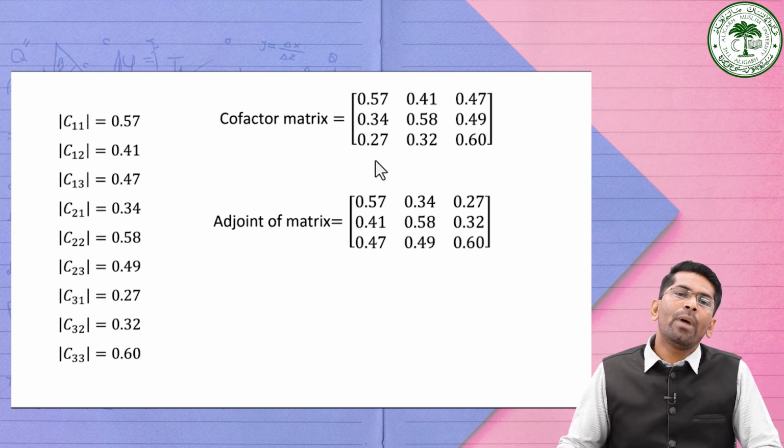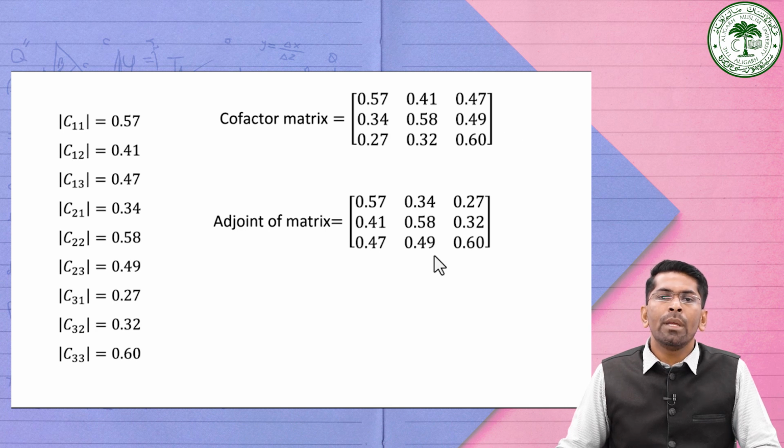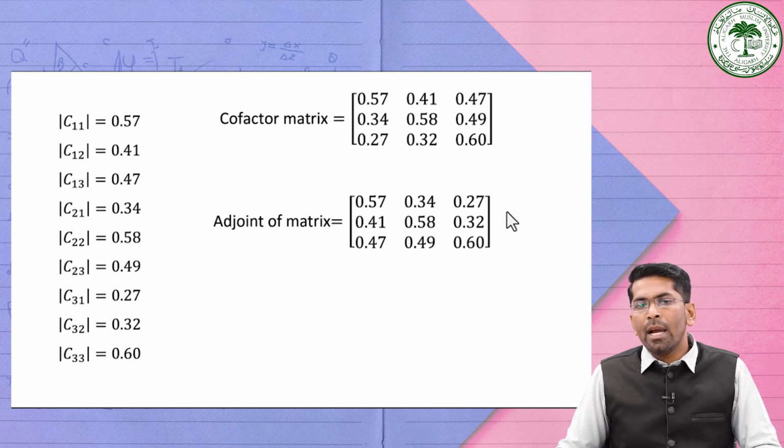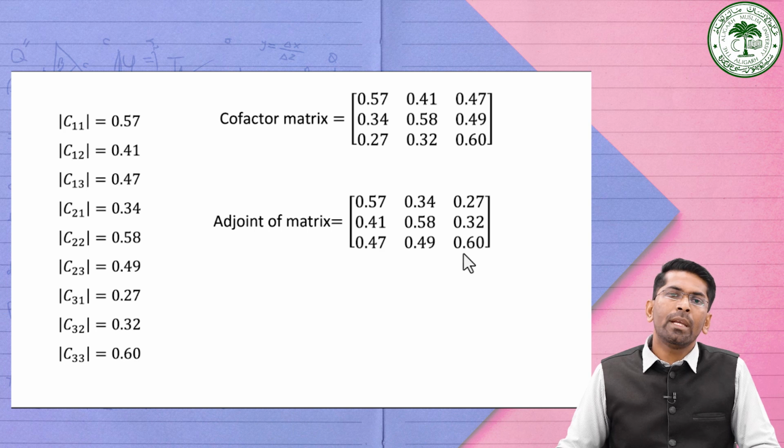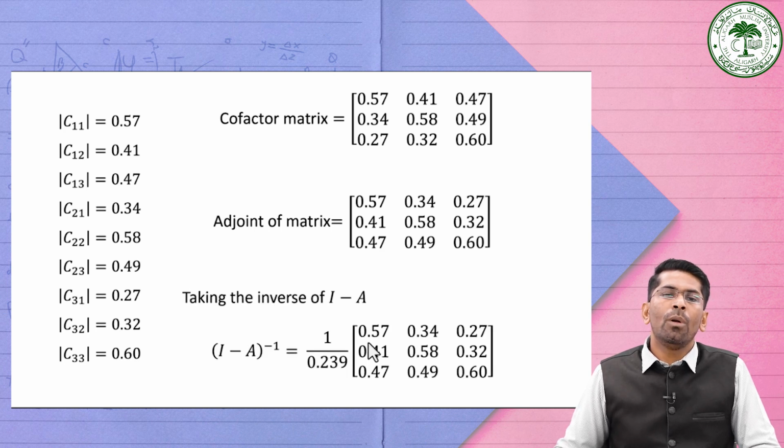So after the cofactor matrix transpose here, the first row will become the first column, the second row will become the second column, and the third row will become the third column. This is the adjoint matrix. After finding the adjoint matrix, we can go for calculating the inverse. Here the inverse is equal to 1 by the determinant value, 0.239, into the adjoint matrix.